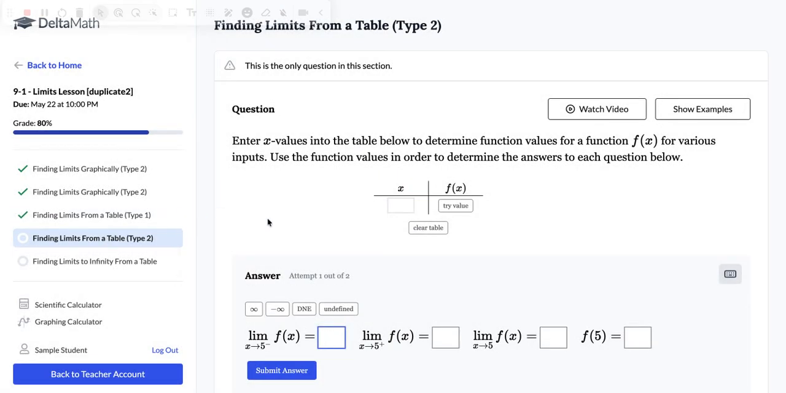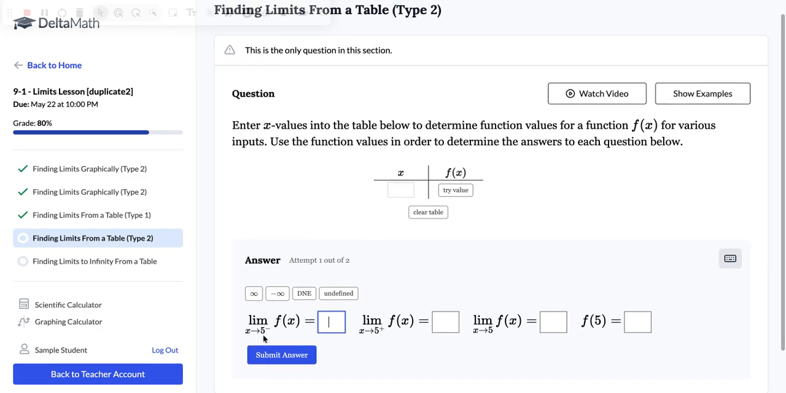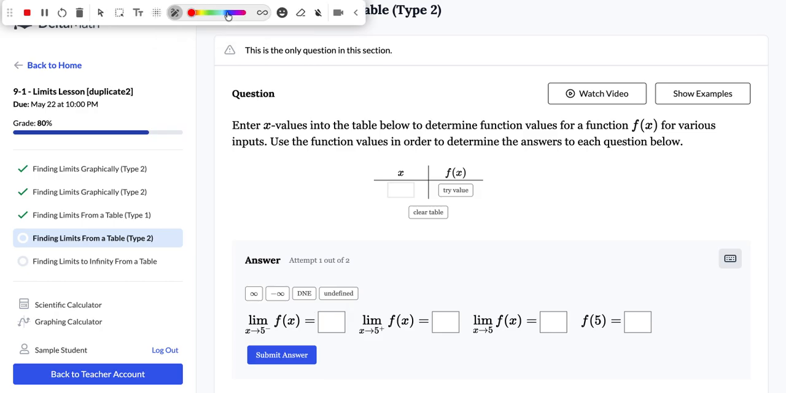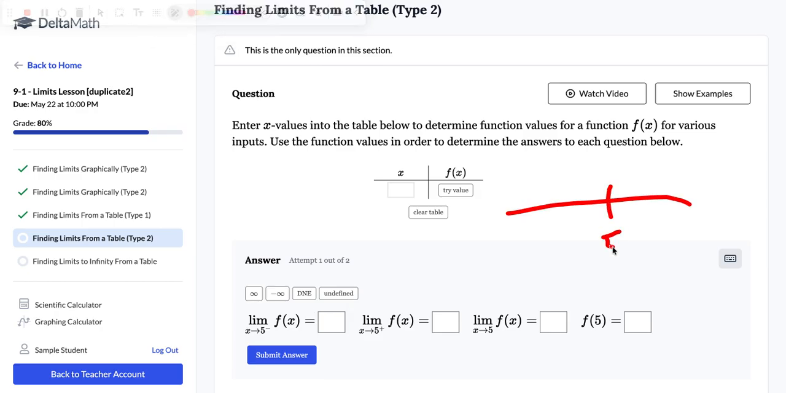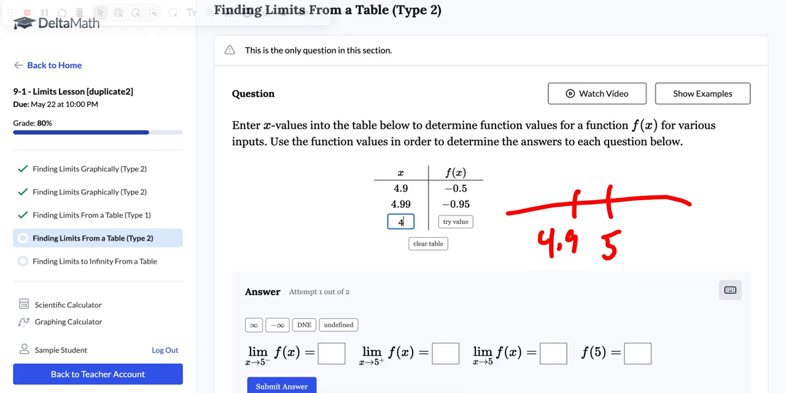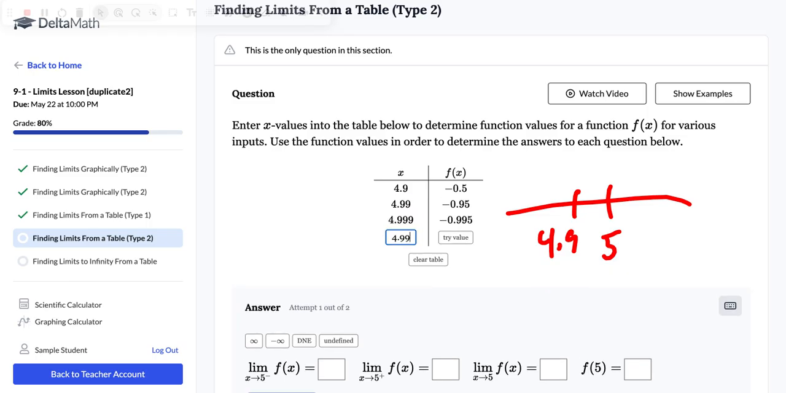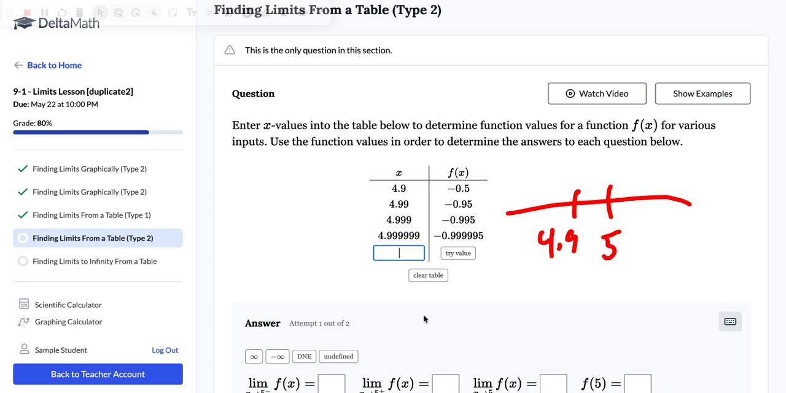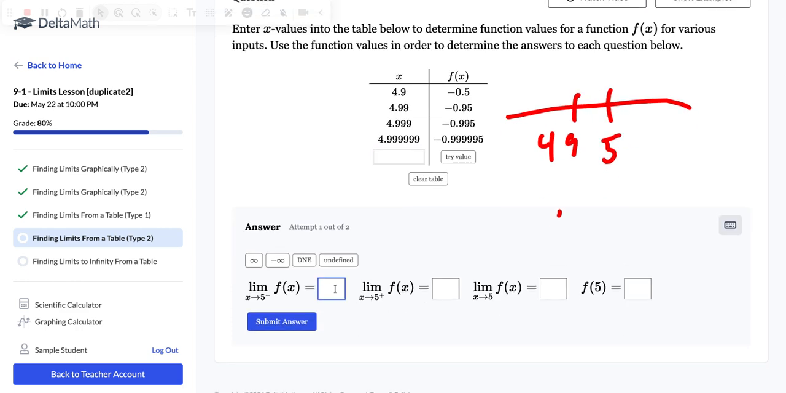And try another table. As you approach 5 from the left, here's 5. So to the left of 5, you've got 4.9 and 4.99, 4.999, 4.99999. Okay, so we seem to be headed toward -1.